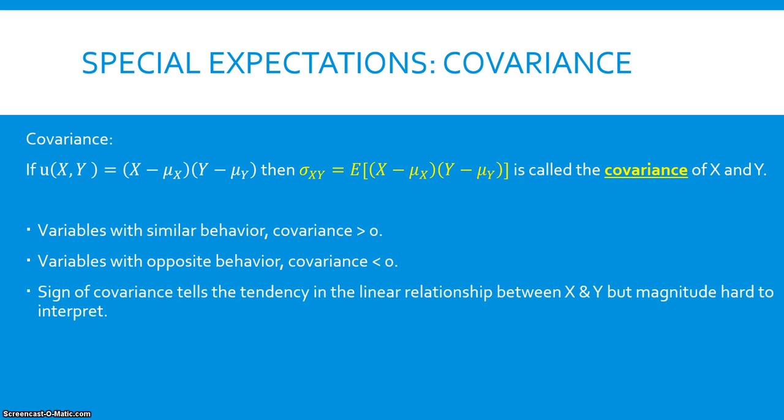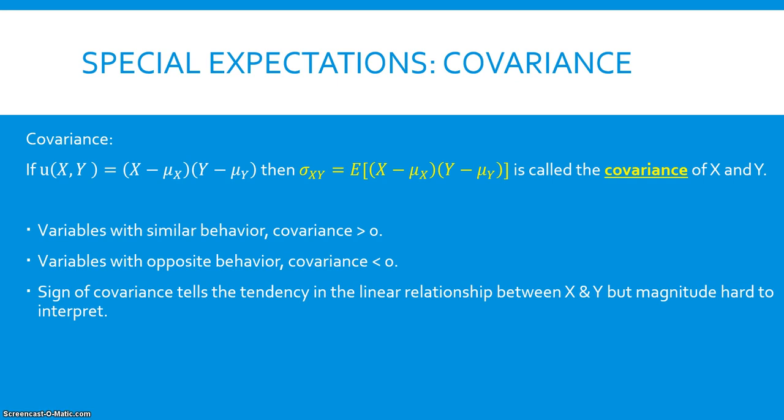The sign of the covariance tells us the tendency in the linear relationship between x and y. But the magnitude of the covariance is very hard to interpret, because it really depends a lot on the units in which the variables are measured. So we would like to have a way of measuring the strength of the linear relationship between x and y that the magnitude can help us with.